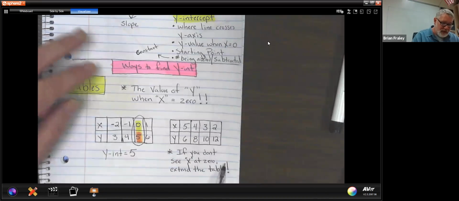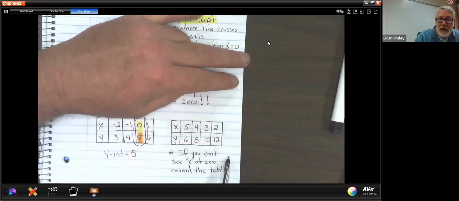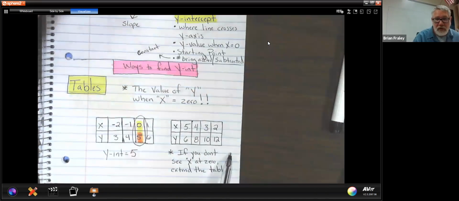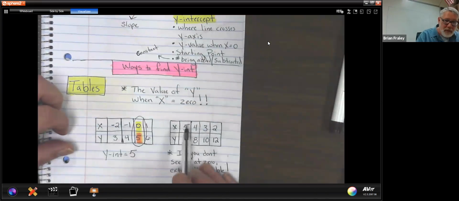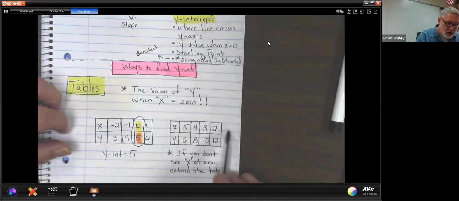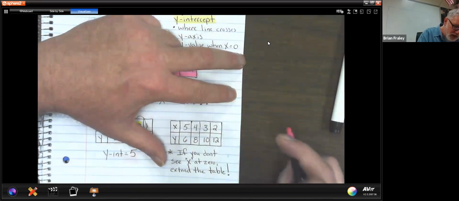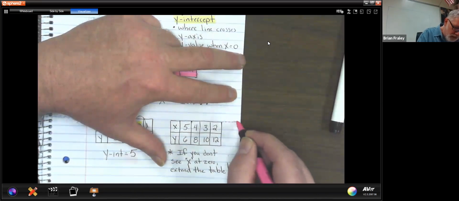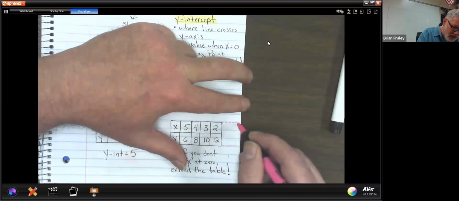What happens if you don't see an x at 0? If you don't see x at 0, you extend the table. It's kind of like when we were doing proportional versus non-proportional. So looking at my table, am I going to go left to find 0 or right? Definitely going to go right. Let's go and extend our table. I'm going to use dotted lines to show that I'm extending it.